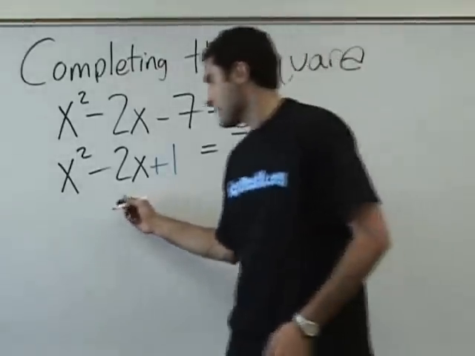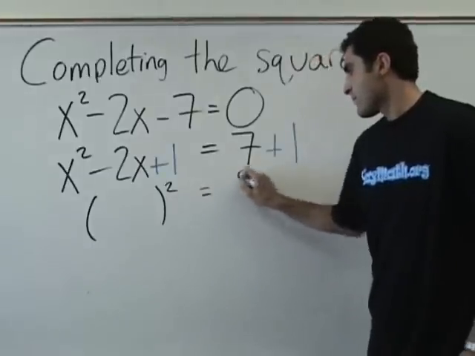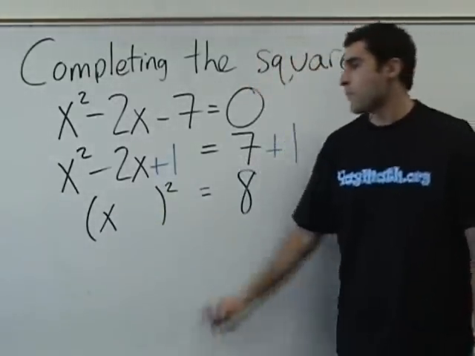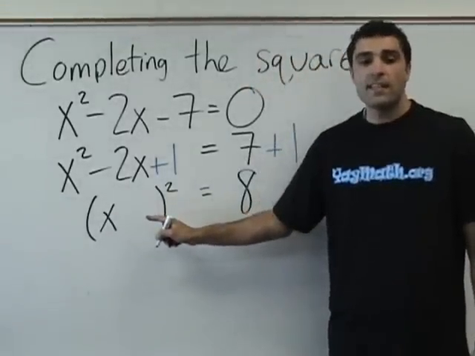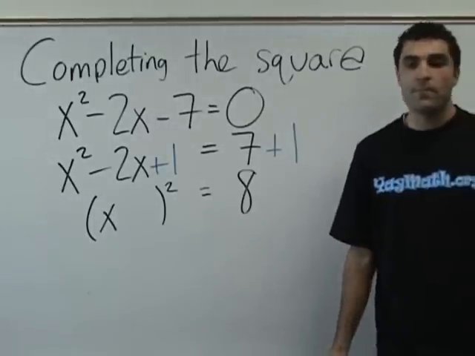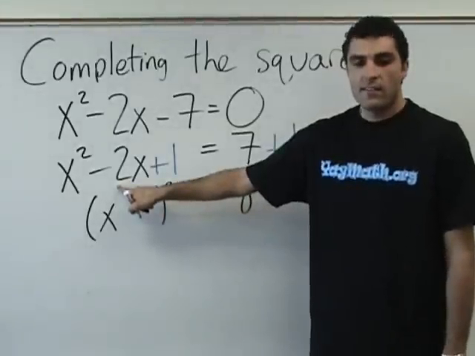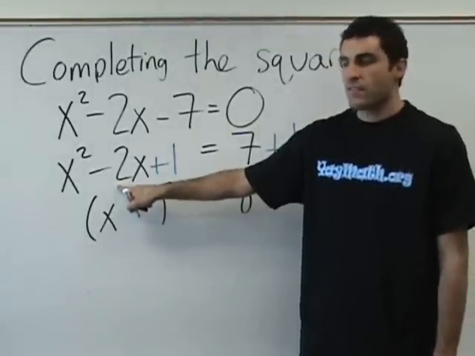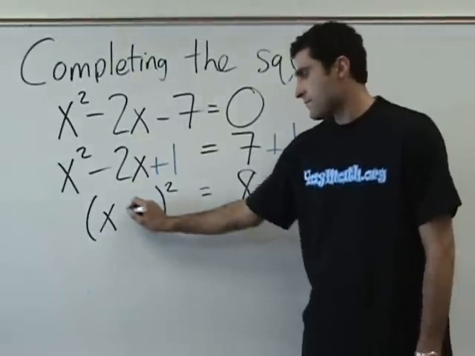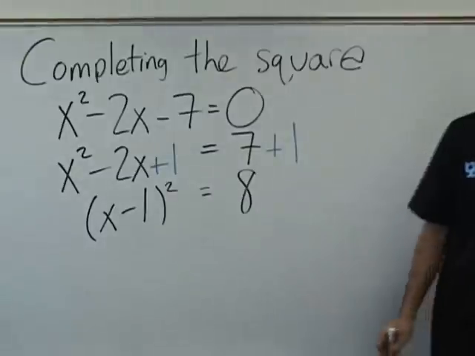Okay, so it's x squared minus 2x plus 1 equals 8. And so it's x minus... Almost. What number goes here? B over 2. So this is B. So what's negative 2 over 2? Negative 1. Okay, yeah, I see. You sure? Yeah. Negative 1 there. Good.